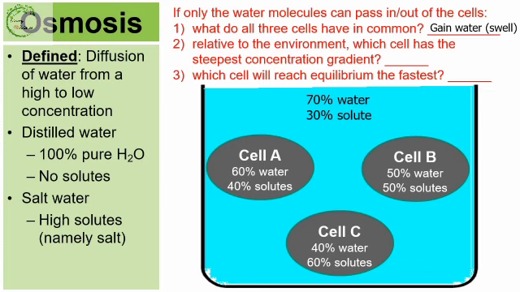Question number 2, relative to the environment, which cell has the steepest or the greatest concentration gradient? I hope you identified cell C. There's a bigger difference between the environment of the beaker and the environment of cell C. And then for number 3, which cell is going to reach equilibrium the fastest? That's going to be cell A because it's closer to equilibrium already. It's not exactly at equilibrium, but it's closer to equilibrium, so it should reach equilibrium the fastest.